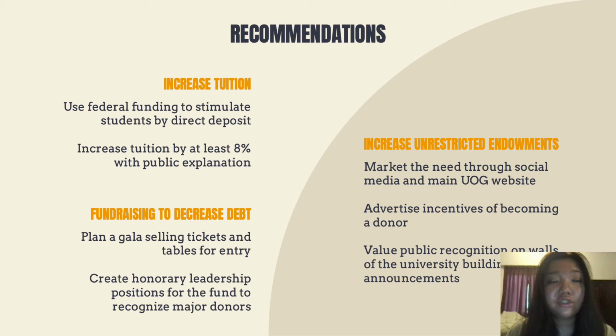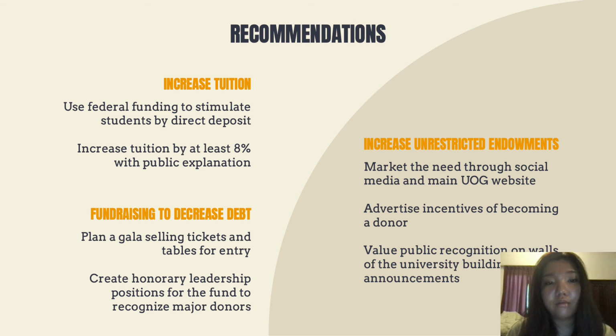However, I believe they should use that federal funding to stimulate students directly through direct deposit. This is because the restrictions of those funds are very flexible, and as long as it helps the students, it can be used. And I believe that the increase in tuition should be at least 8% due to the inflation being 8%. Normally, institutions actually double the inflation and increase tuition by double of whatever the inflation amount is for that year. However, obviously a 16% increase would be just ridiculous, so I think 8% should be the minimum.